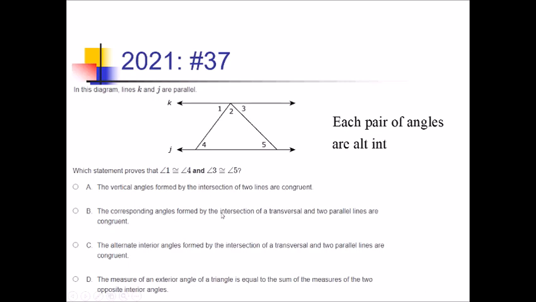So let's identify the answer choice that talks about these alternate interior angles. Choice A, we're talking about vertical angles. That doesn't seem to have anything to do with alternate interior. Choice B is about corresponding angles, still not alt-int. Choice C, alternate interior angles formed by the intersection of a transversal and two parallel lines are congruent. Well, this at least has something to do with alternate interior angles. And then finally, choice D, the measure of an exterior angle is equal to the sum of the measures of the two opposite interior angles. This is talking about 3 sets of angles, a set of 3 angles versus a set of 2 angles. So D doesn't seem very likely either. So definitely choice C is the best pick out of that batch.